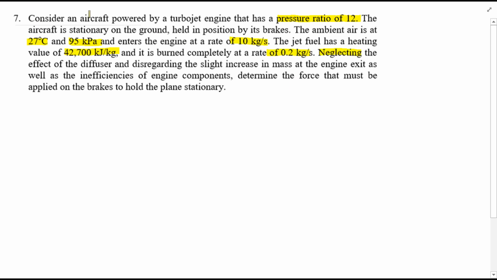Neglecting the effect of the diffuser. In the exam you might have to consider the effect of the diffuser, so just be aware of that. But in this particular case we're going to neglect it, and we're also going to disregard the slight increase in mass at the engine exit, as well as the inefficiencies of the engine components. We're asked to determine the force that must be applied by the brakes to hold the plane stationary.